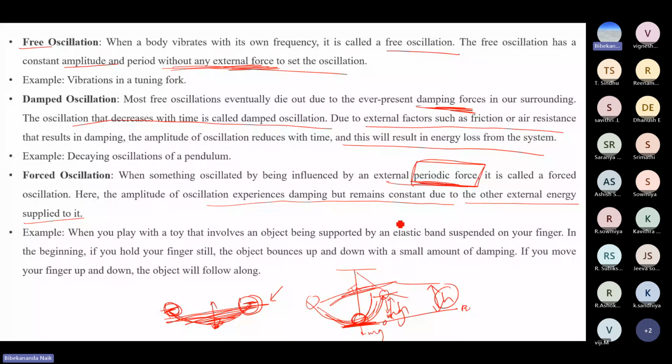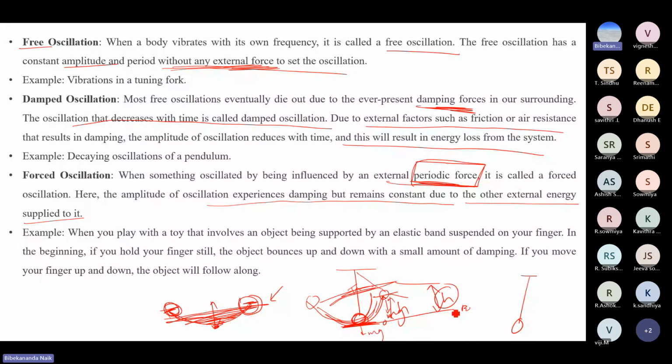You can take a simple example again. Another example may be when you play with a toy that involves an object being supported by an elastic suspension, like this. In the beginning, if you hold your finger still, the object bounces up and down with a small amount of damping. But if you move your finger up and down, the object will follow along. So this is another example of forced oscillation.